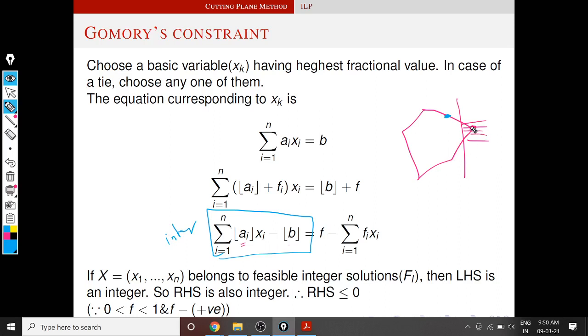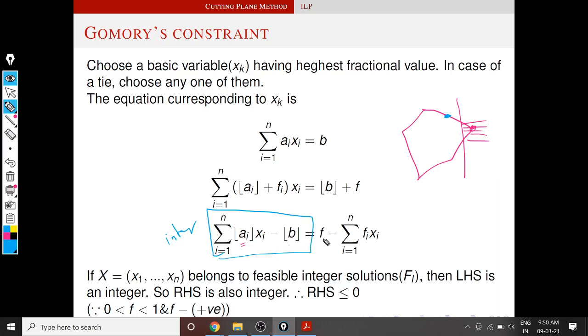We have to remove the portion that has no integer solution. That is our aim. So we assume that x is an integer solution. So if x is an integer solution, then this side is an integer. So the RHS is also an integer. Clear? LHS is an integer, so RHS must be an integer, because they are equal.